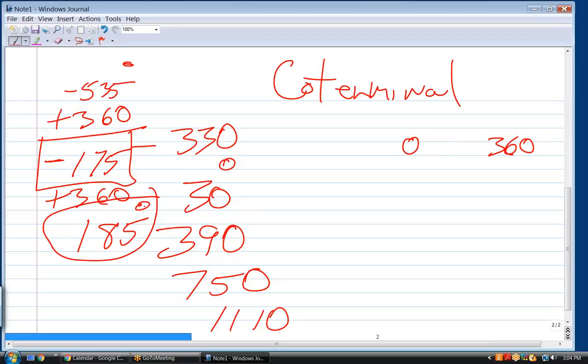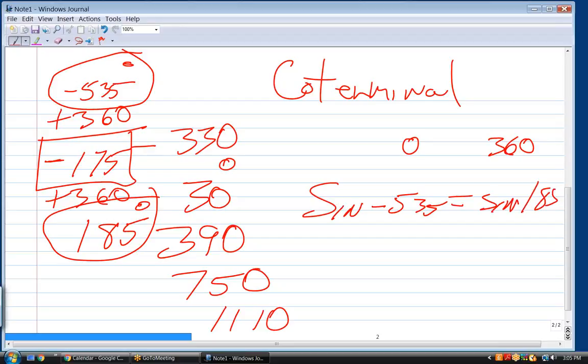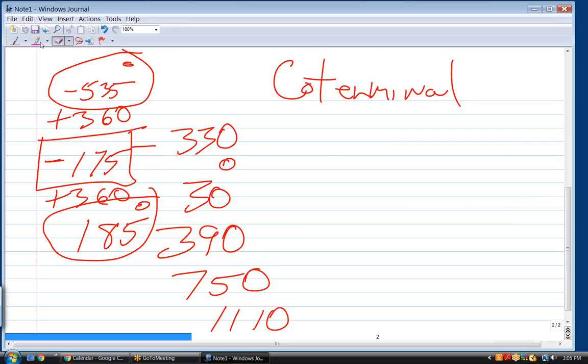That is the required angle. In other words, they wanted the angle that was between 0 and 360 and coterminal to that. And here's the thing. All angles that are coterminal have the same trig functions. In other words, the sine of minus 535 is equal to the sine of 185. Then I have to find the reference angle. They ask you to find the reference angle? Yes. Okay.